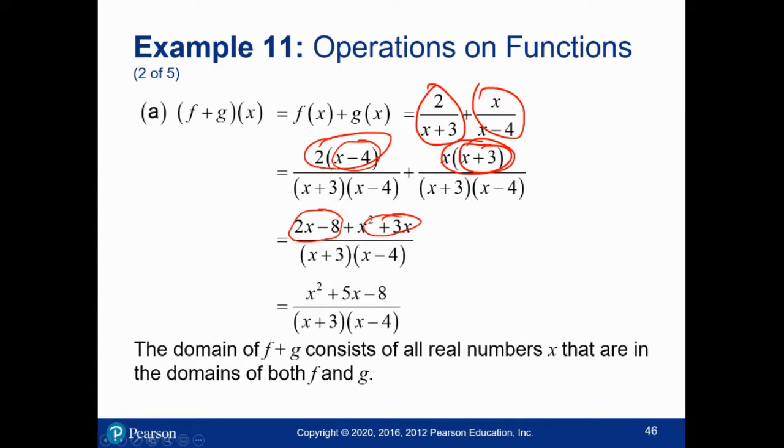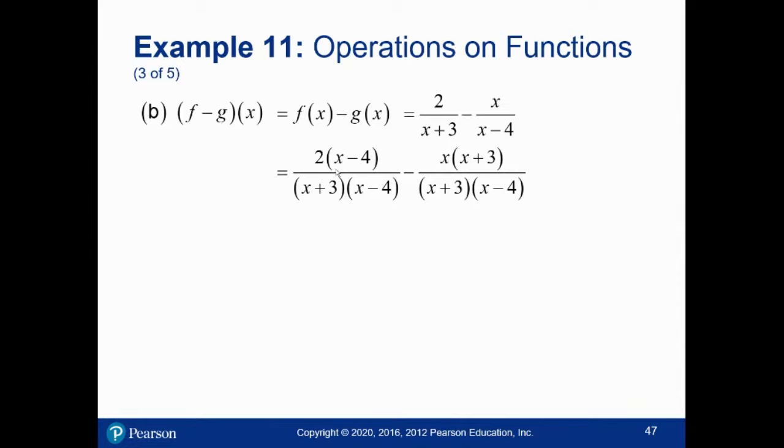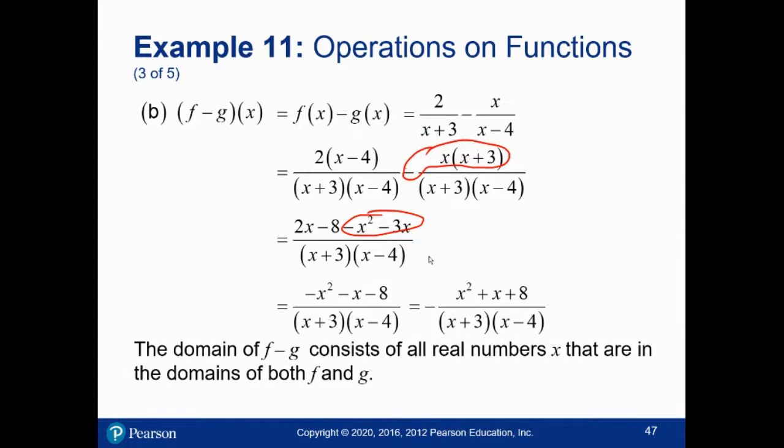Now the domain, it has to be in the domain of f, and it has to be in the domain of g, which means I can't divide by 0, so x had better not be -3 and x had better not be 4, otherwise we're fine. Part B, f minus g, same f, same g, which means it's the same common denominator. So not a whole lot changes. The only thing that changes is we're going to be subtracting this, so we end up with some subtraction here. But the domain is actually exactly the same. Because we have the same quotients going on, those are our same restrictions.